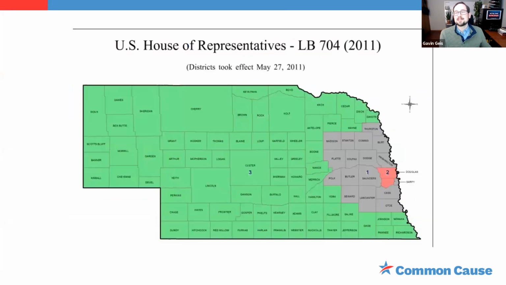This is the other map that's most relevant when we're talking about redistricting. This is the House of Representatives. We'll also be redrawing this map to account for shifts in population.